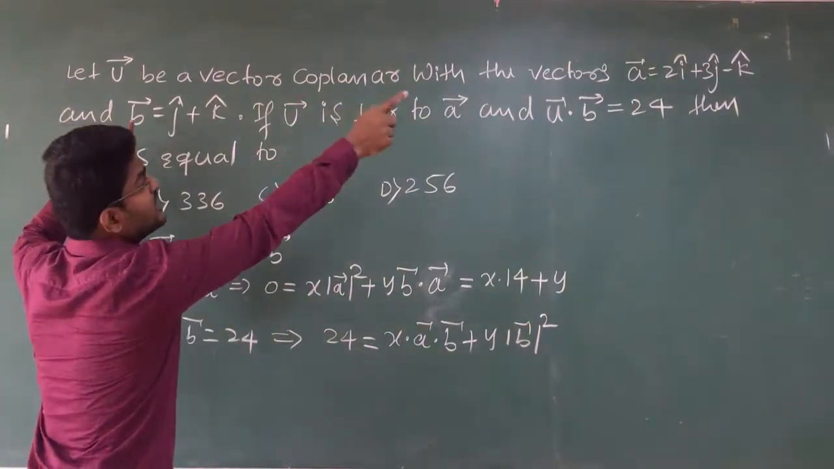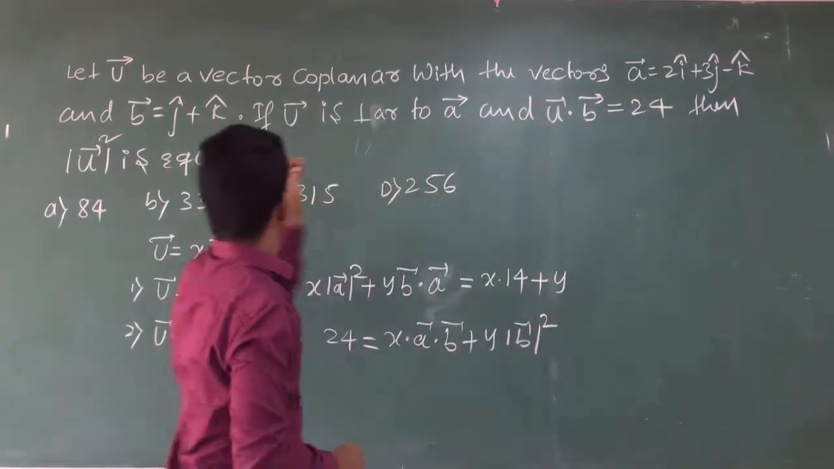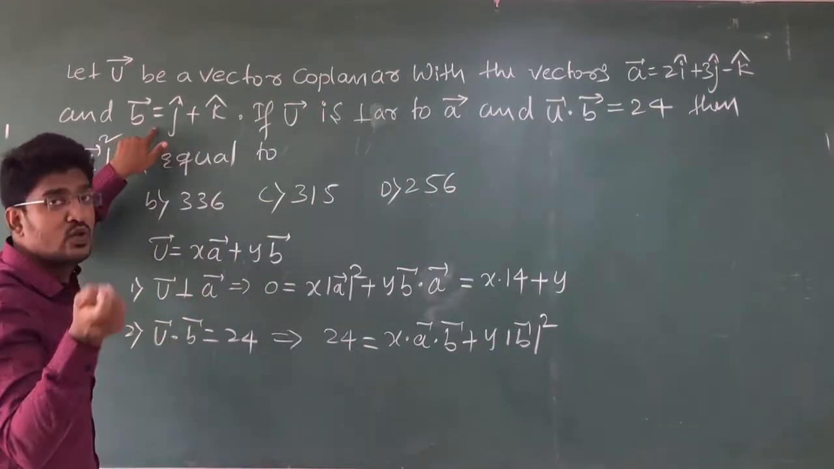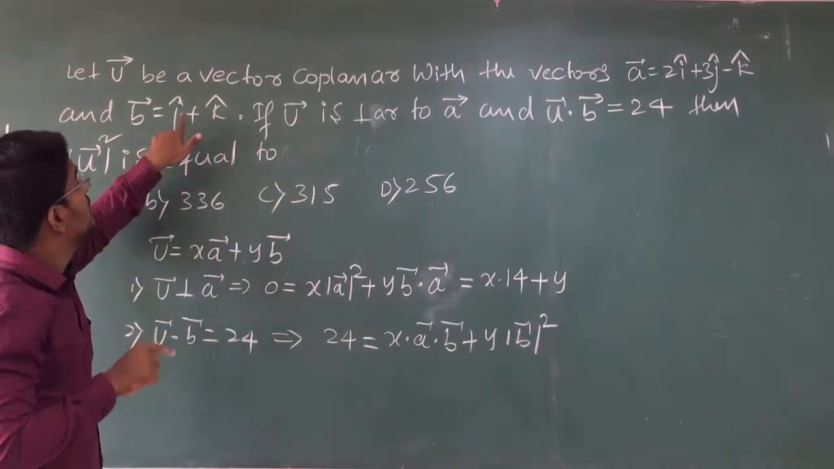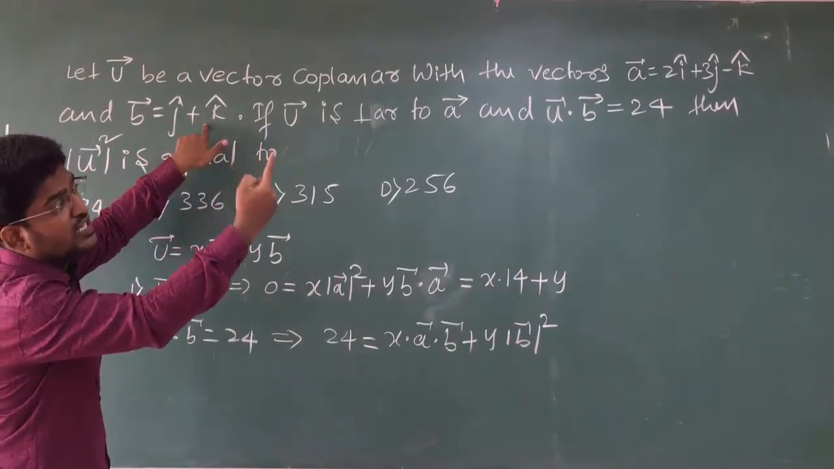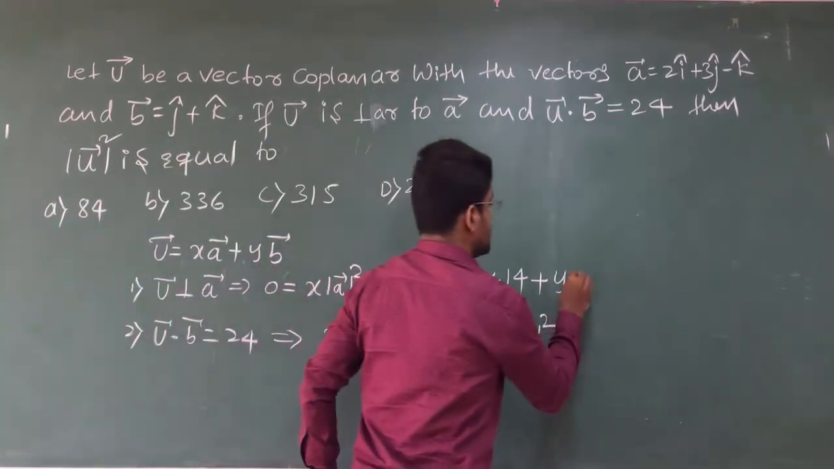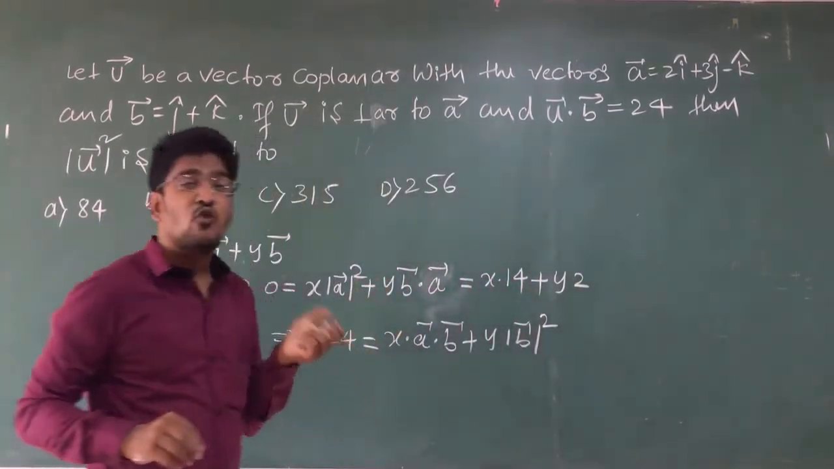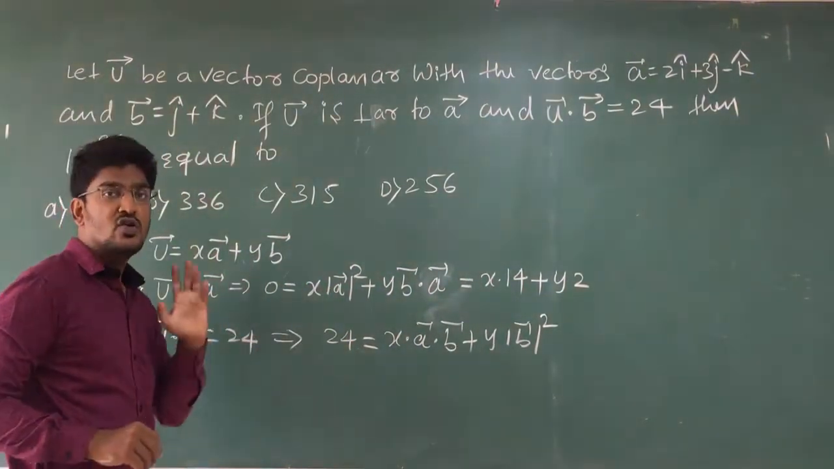If I make vector A dot vector B, the i cap term is 2 here and 0 there, so that term will be 0. The j cap term is 1 here and 3 there. The k cap term is plus 1 here and minus 1 there. So 3 minus 1 will be equal to 2. So that is 14x plus 2y. That is your first equation, that will be equal to 0.